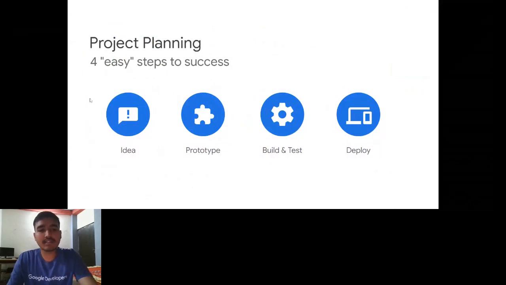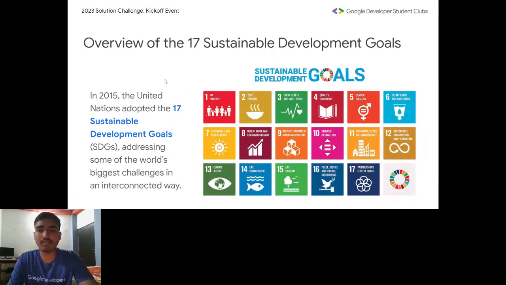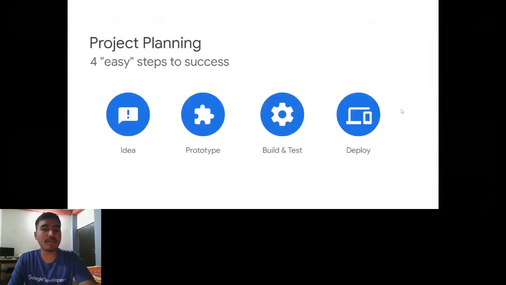In the first stage, you will get an idea. You have seen these 17 goals of the United Nations. Under that, you have to fix any one goal, and you have to specify your problem and your idea and solution for that problem. You have to think about what can be the solution for the problem.